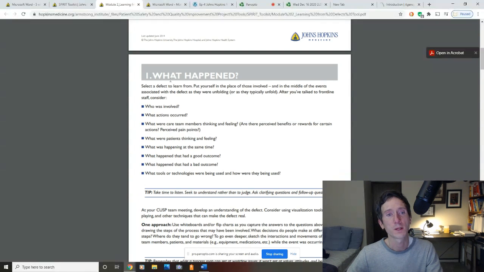So we can ask question 1, and it goes down: who was involved, what actions occurred, and what were they thinking, these members of the team that were involved? And are there benefits or rewards because of these actions, or were there some perceived pain points? So this gets to the idea of maybe looking at these character building moments as challenges, but as able to reward for doing an action after recognizing maybe a misstep in our care occurred.